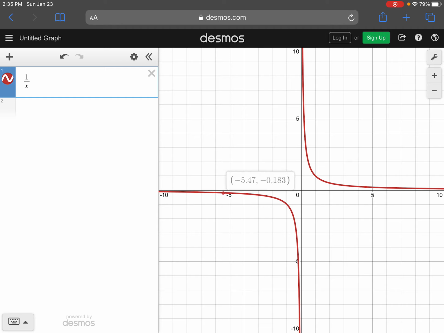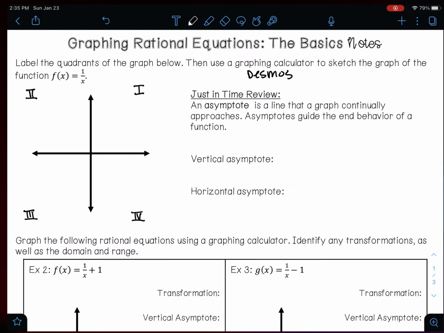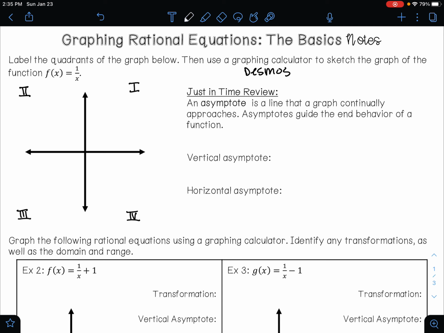Notice how we get really close to that x-axis, but we never cross or touch it. Same thing with our y-axis. We get really close to that axis, but we never cross or touch it. And that is because we have horizontal and vertical asymptotes there. So remember that an asymptote is a line the graph continually approaches. The asymptote guides the end behavior of the function.